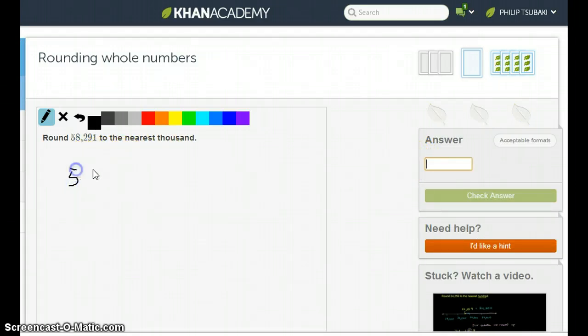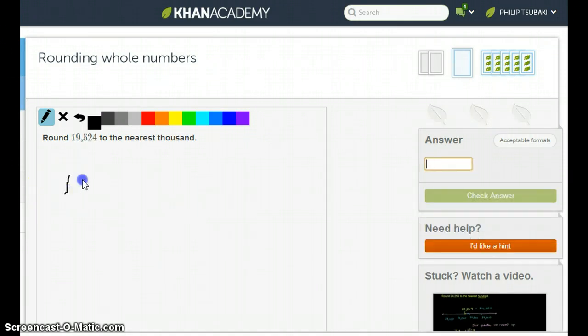So now we're going to take 58,291 and round it to the nearest thousand. The thousand digit is this one. So the thousand digit is either going to be 8 or 9, and we figure out which by looking at the 2. The 2 is smaller than 5, so it's going to be the smaller of the two. So 5, 8, and the 291 is just going to become 0. So 58,000.